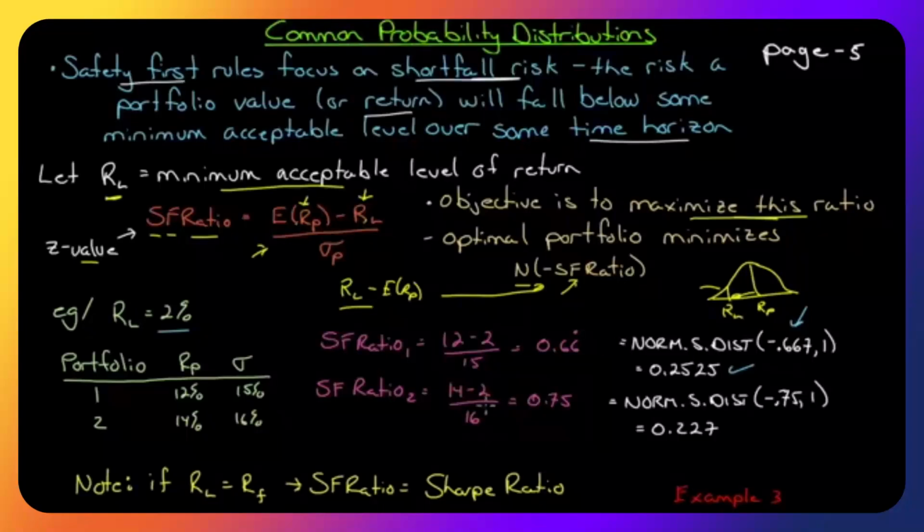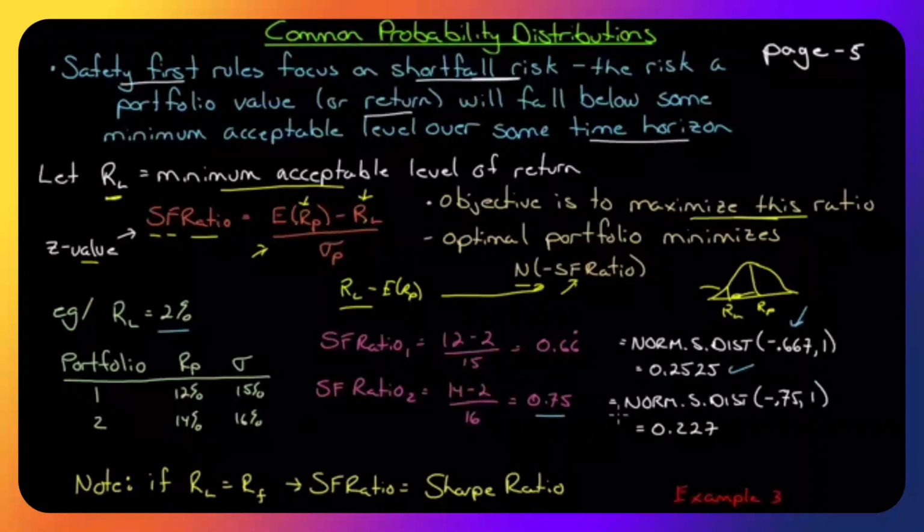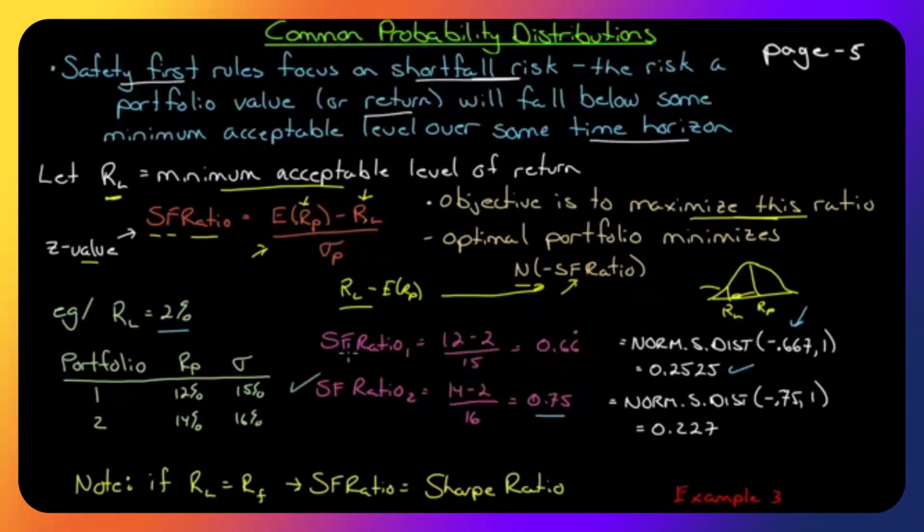For the second one, 14 minus 2 over 16 is 0.75. Since the goal is to maximize that ratio, right away we know we're okay. But let's just see if it does minimize the probability. That enters as a negative z-value because, of course, it is below the mean, right? 0.227, or 22.7% probability of falling below 2%. So if our definition of risk was shortfall risk, we would be taking portfolio 2.